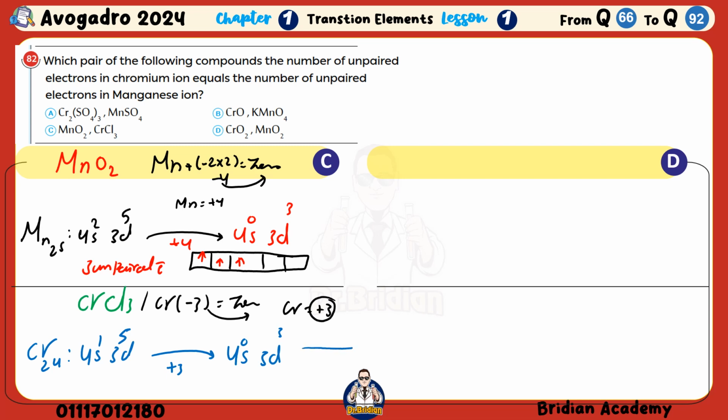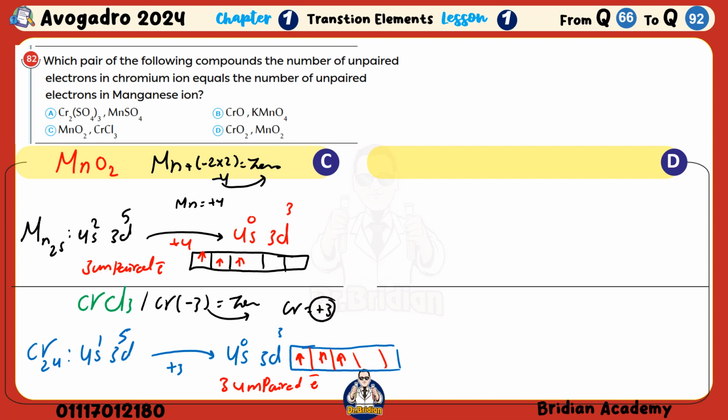Drawing the 3d sublevel orbitals, okay, distribute the 3 electrons as the figure shows. So you have 3 unpaired electrons also. And choice number C achieves the requirement of our question, that he asked about the number of unpaired electrons in the manganese ion and the number of unpaired electrons in the chromium ion, and that is achieved in choice number C.